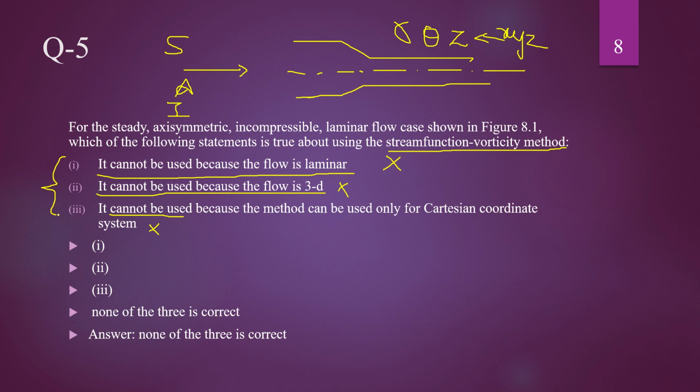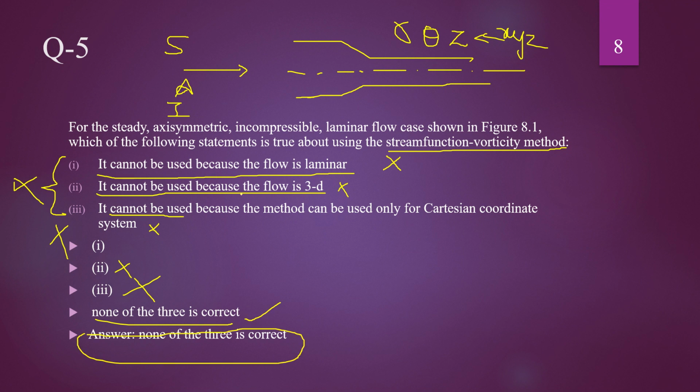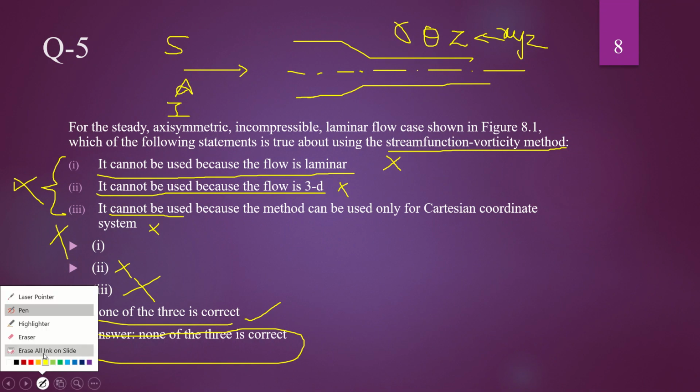So all three statements are wrong. The question asked about the statement which is true. So accounting for that, we cannot take the first statement to be true, and the second statement is also not true. The third statement is also not true. So the last one, none of the three is correct, is the right answer. We already saw how all these three are wrong statements. Therefore none of the three is the correct answer.